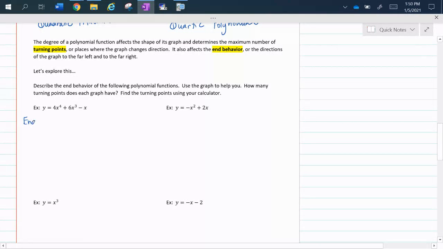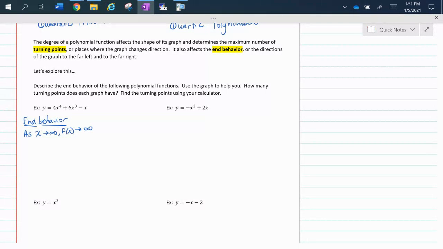The end behavior involves two sentences. The first sentence says, as x approaches infinity, f of x approaches infinity. So what that's saying is, as x goes forever to the right, because infinity is forever to the right, then f of x, which is the function, which is the y, remember, is going forever to infinity, which means going forever up. So as x goes forever to the right, so as the graph goes forever to the right, the function is going forever up.